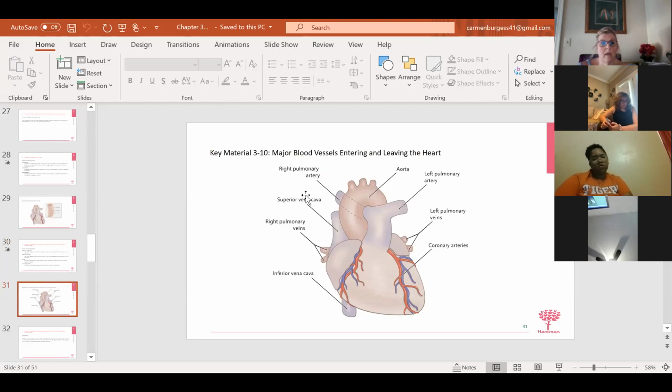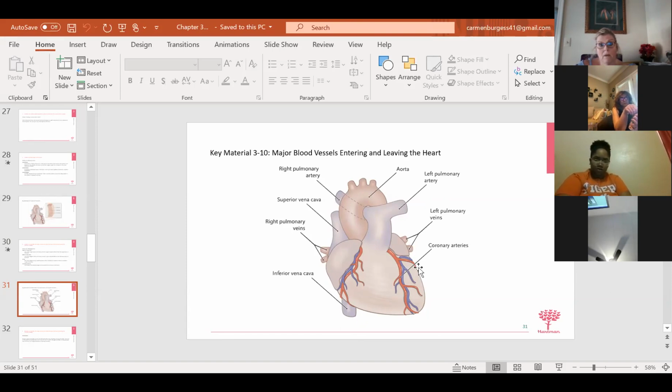Major blood vessels. So here, these are your major blood vessels of the heart, the ones that enter and leave the heart. Let me get to that page. These are the ones that we just talked about, the superior and inferior vena cava. What kind of blood are they bringing? Deoxygenated, right.